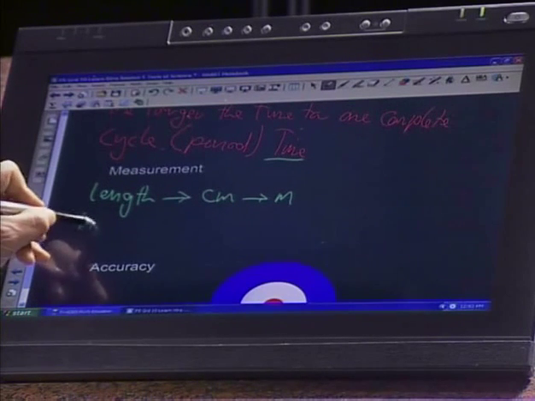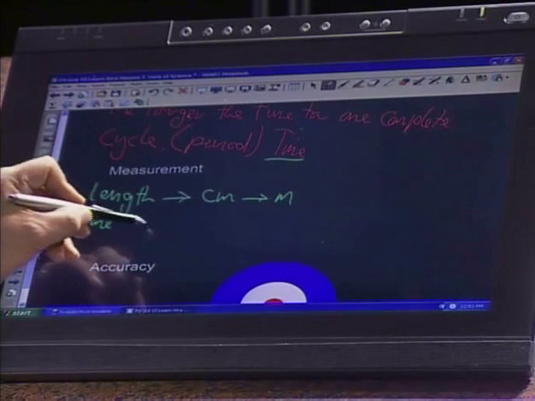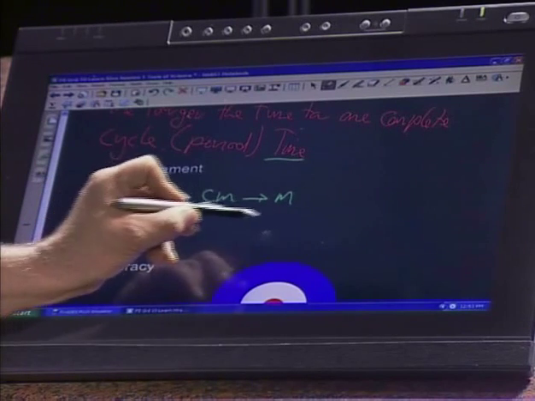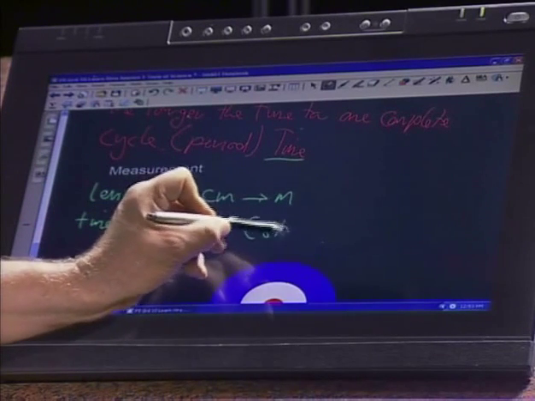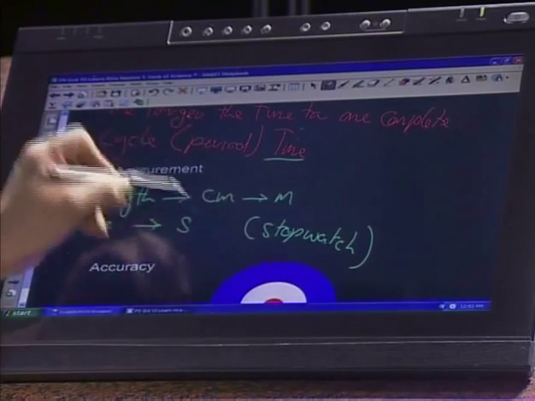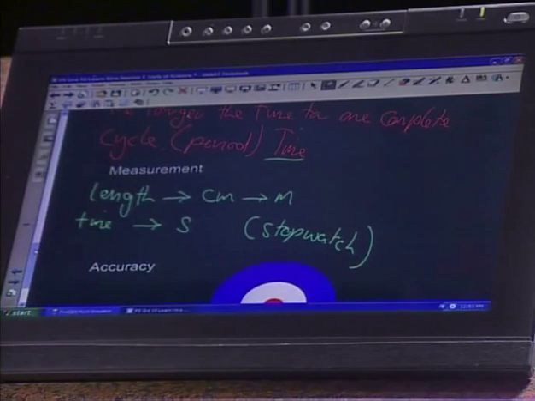Time, remember, this is the thing that we're testing. Time, we're going to need to measure in seconds, and we're going to use a stopwatch here. So you could use centimeters and you can use a stopwatch. You're going to have to go about doing some measurements. How are you going to do it? Well, here's the important thing. We must measure as accurately as we can.